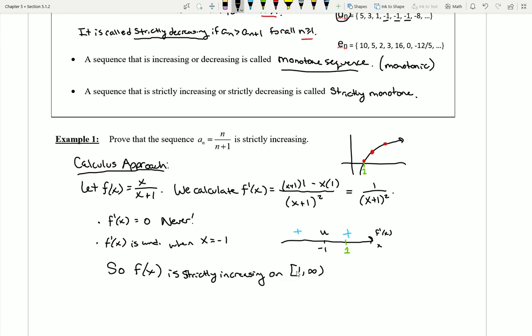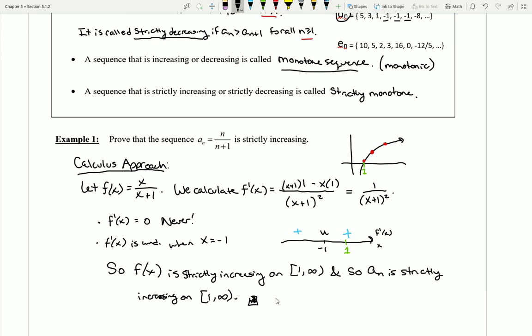Now it's increasing strictly in a bunch of other places, right? From negative 1 to positive 1, from negative infinity to negative 1, but I don't really care about those, because I just care about this interval, because I know if the function's increasing here, then a sub n is strictly increasing on this interval 1 to infinity. Therefore, I have that a sub n is strictly increasing, and my argument's complete.